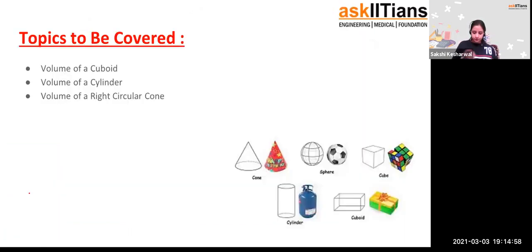the volume of a cuboid, volume of a cylinder, and volume of a right circular cone. And in the next class, we'll be discussing the volume of the sphere and the combined figures, right? Okay, I think there's some mistake over here. So it's cube, cuboid, and cylinder. These are the cone, these are the sphere, these are the cube, these are the cuboid, and these are the cylinders, right? We have everything.